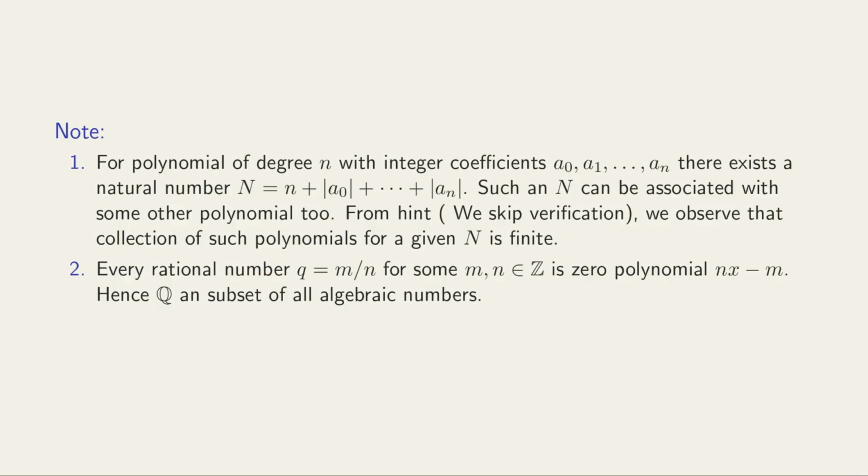Every rational number q equals m divided by n for some integers m and n is a zero of the polynomial nx minus m. Hence, the set of rational numbers is a subset of the set of all algebraic numbers.